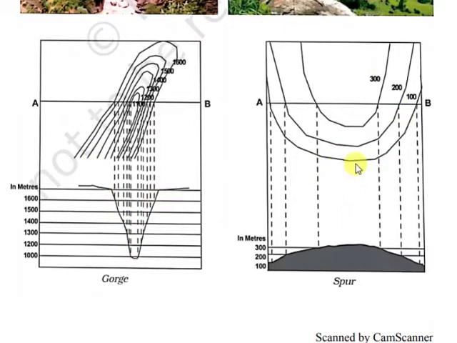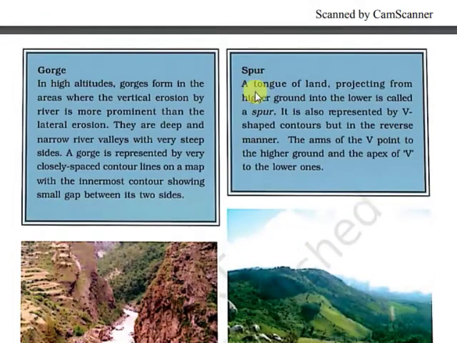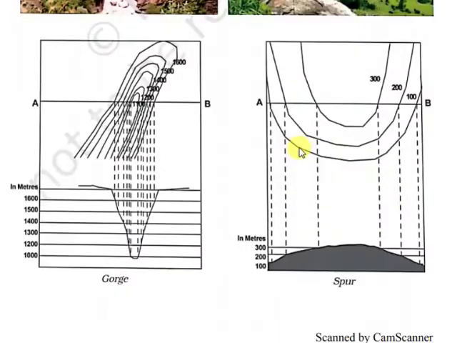Since the gorge is a depressed landform, it is a depression kind of landform. And the spur, since it is an elevated thing, has this definition: a tongue of land projecting from higher ground into the lower is called a spur. The arms of the V point to the higher ground and the apex of the V to the lower ones. So how is it shown? A spur is shown like this.